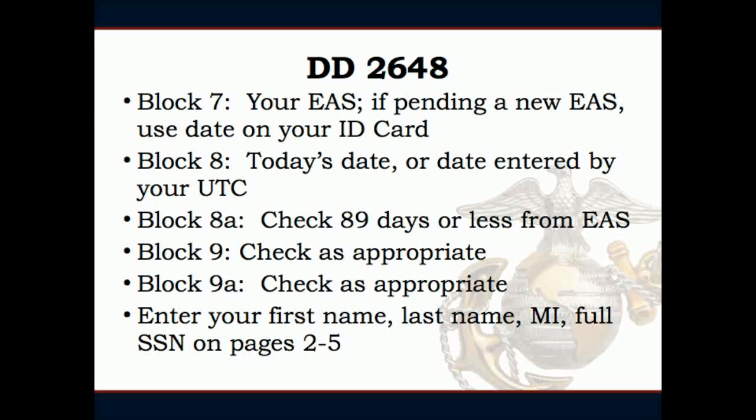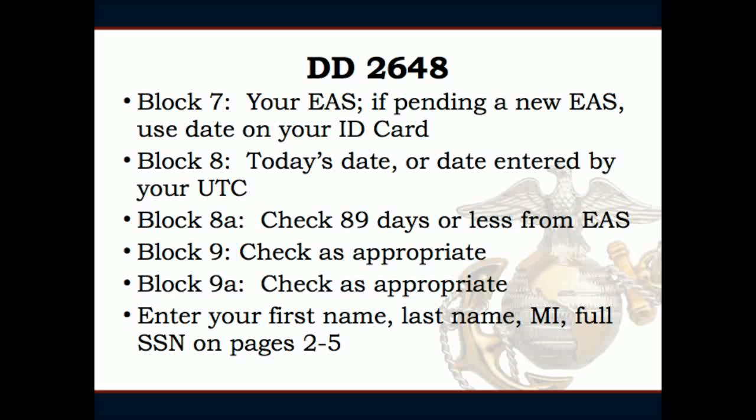If you're pending a new EAS, just use the EAS that is listed on your ID card. In block 7A, select your appropriate separation status. Here's an example of what those blocks should look like. In block 8A, place an X in this box only if you have 89 days or less remaining on active duty before separation or retirement.